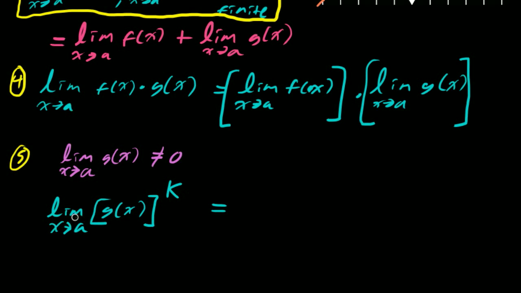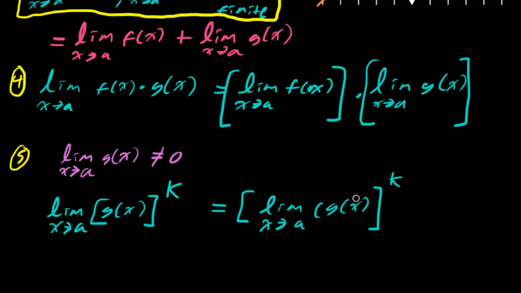We can just move this limit operator past this power. We can move it past this part of the function. So this is going to be equal to the limit as x approaches a of g of x, all of that raised to whatever that power is. And keep in mind, this can work for any power k that we put in here, so long as we have this precondition, so long as we know that the limit as x approaches a of g of x cannot be equal to 0.